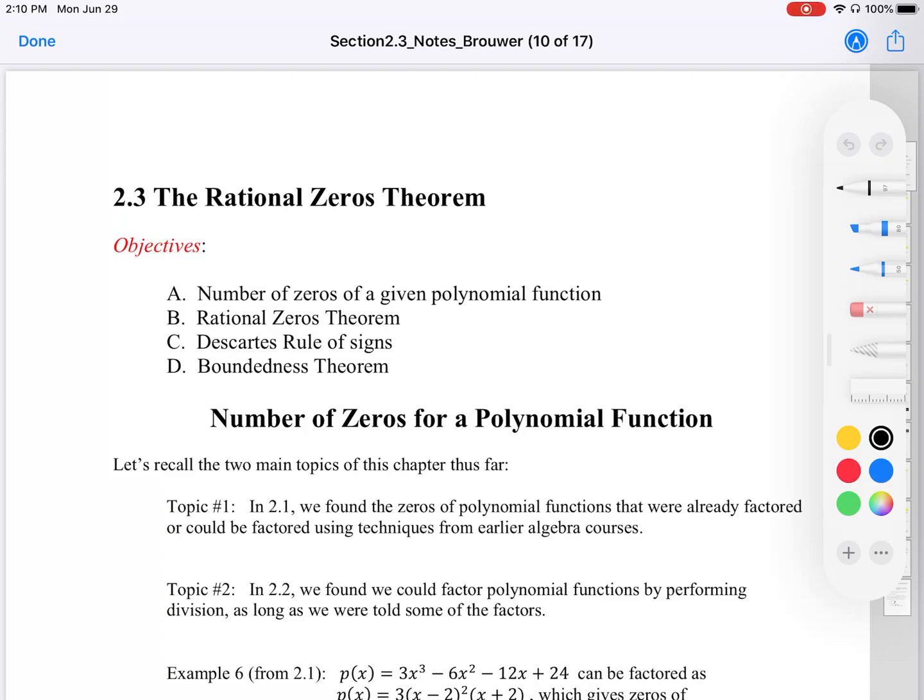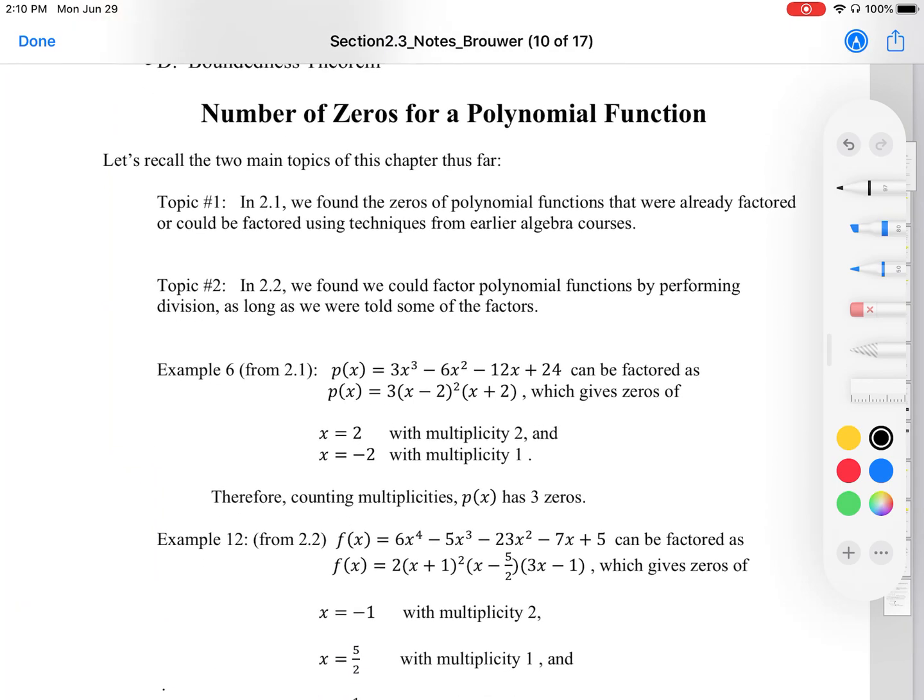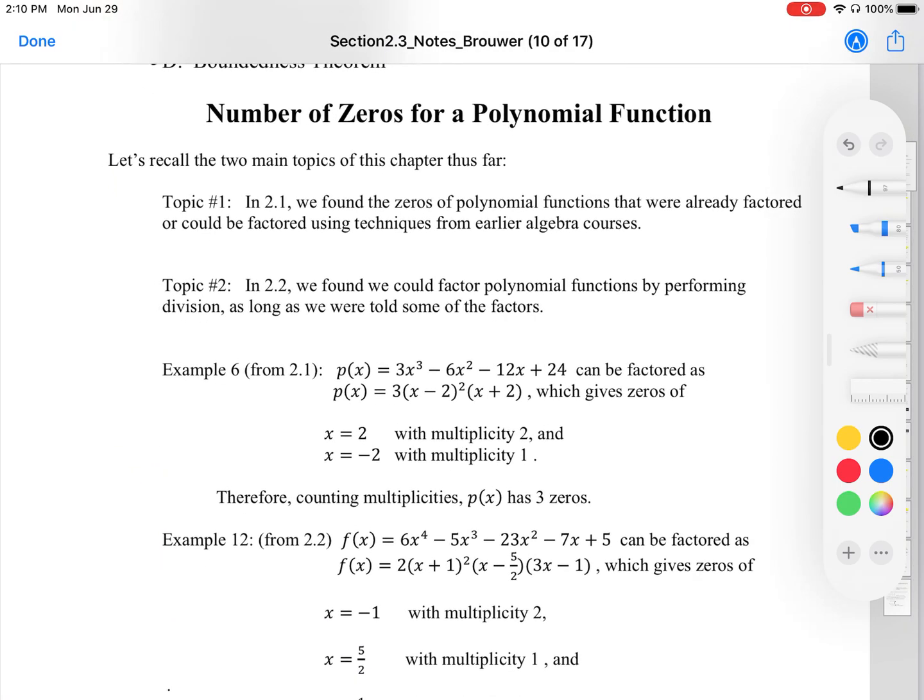Hello, we're continuing with section 2.3, the rational zeros theorem. Our objectives are: A, the number of zeros of a given polynomial function; the rational zeros theorem; Descartes' rule of signs; and the Boundedness theorem. To begin, the number of zeros of a polynomial function.